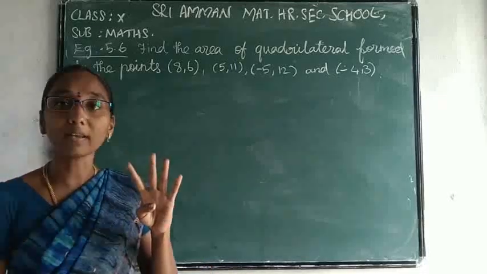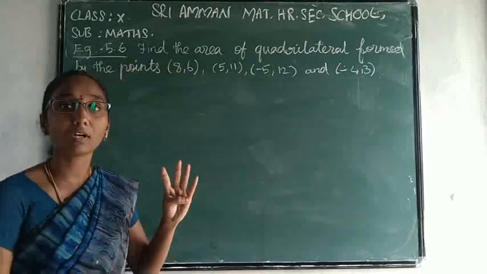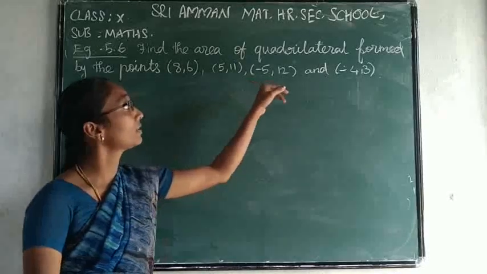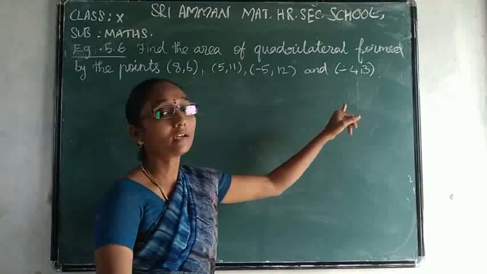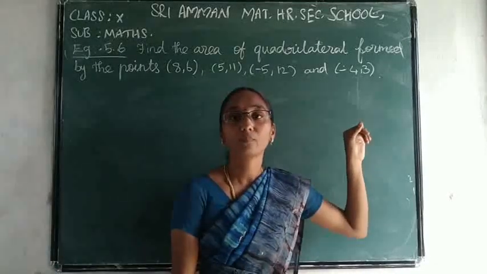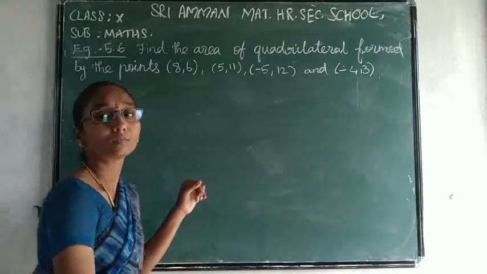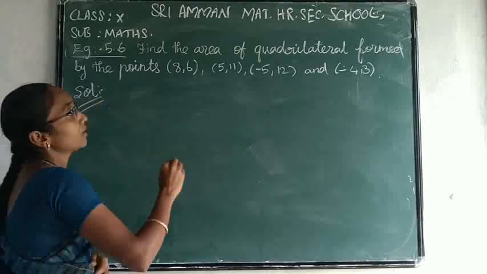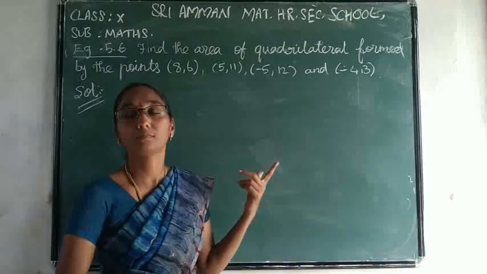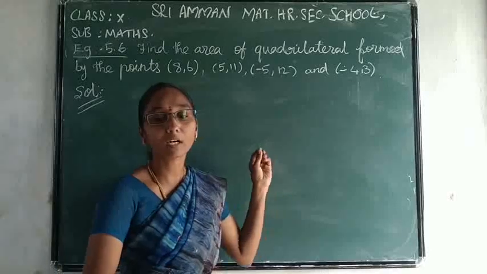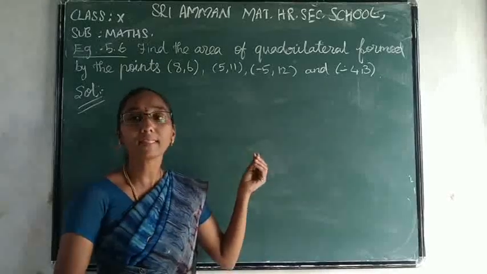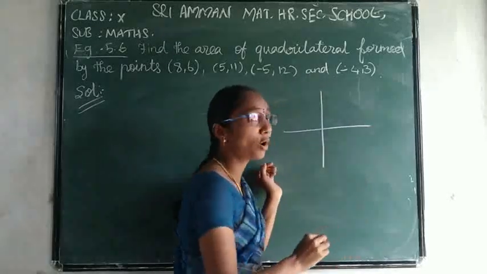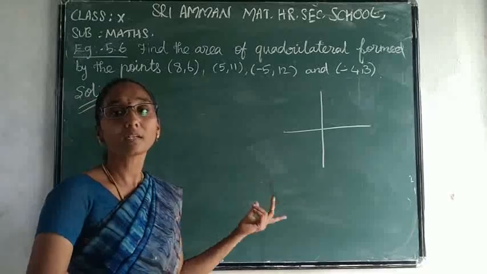What are the 4 points? 4 coordinates are given. What are the 4 coordinates? 8, 6, 5, 11, minus 5, 12 and minus 4, 3. First of all, we draw the rough diagram for this sum. This rough diagram is plotting the points in a graph roughly.